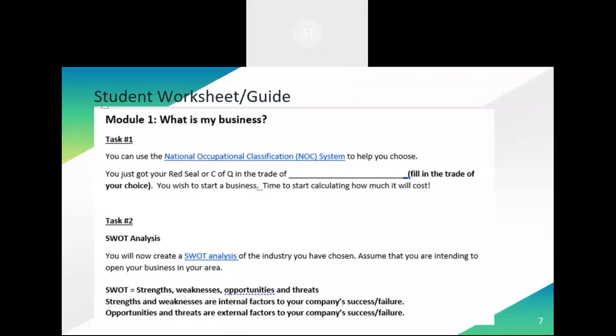To go along with the teacher slide deck, there is a student worksheet and guide. It is broken down by module and then the corresponding tasks. You can see here that there are also hyperlinks embedded into the document. This could be done paper-based and teachers could go to the websites, or if students have access to devices, they can use those hyperlinks to help fill in their worksheets.